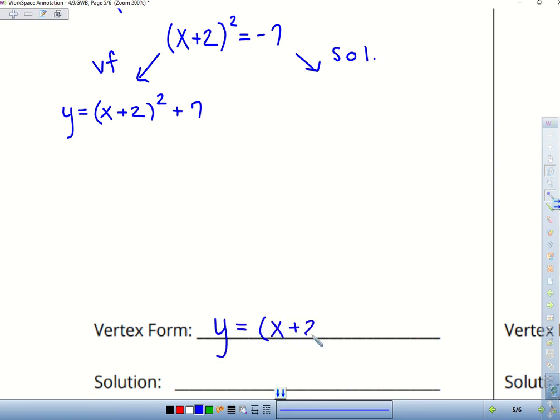Now, you can't just find vertex form using anything else, but if you have a quiz, you could check your work on Desmos by graphing both and making sure they are on the same graph. Okay. Now to find the solution, I'm going to just rewrite what we have.